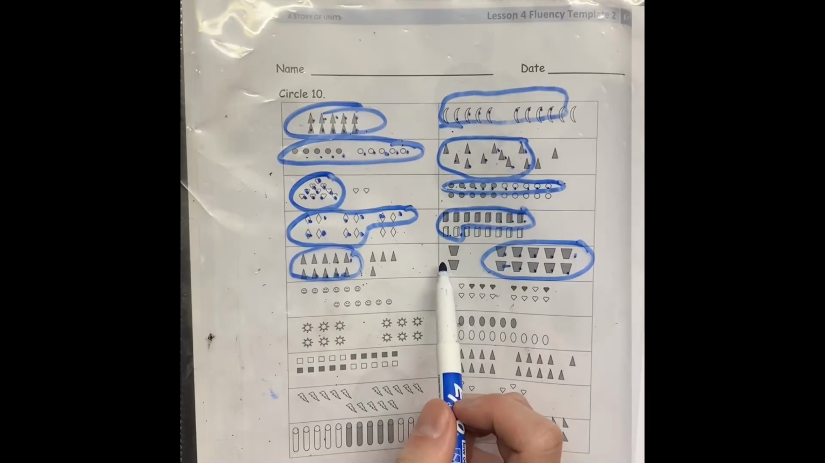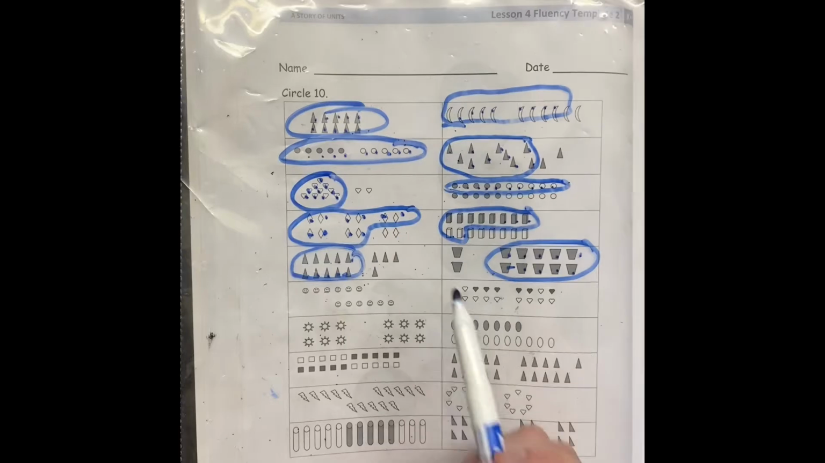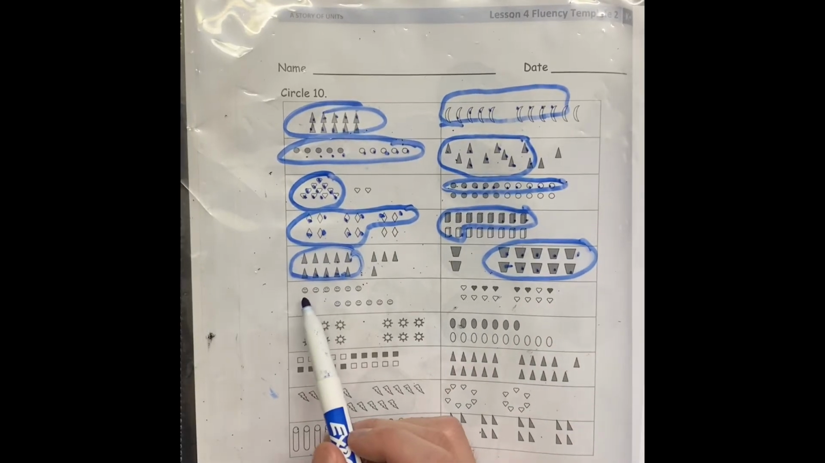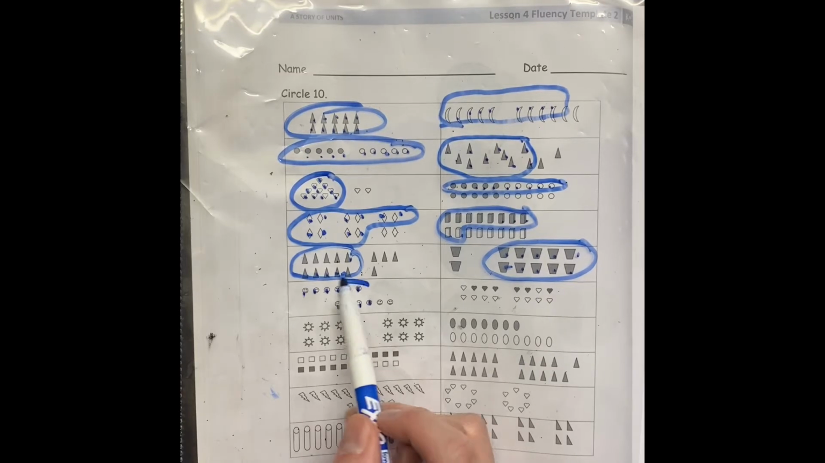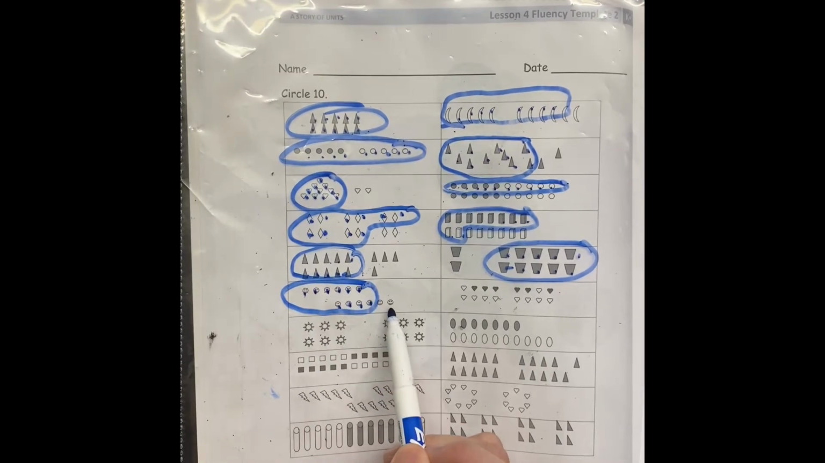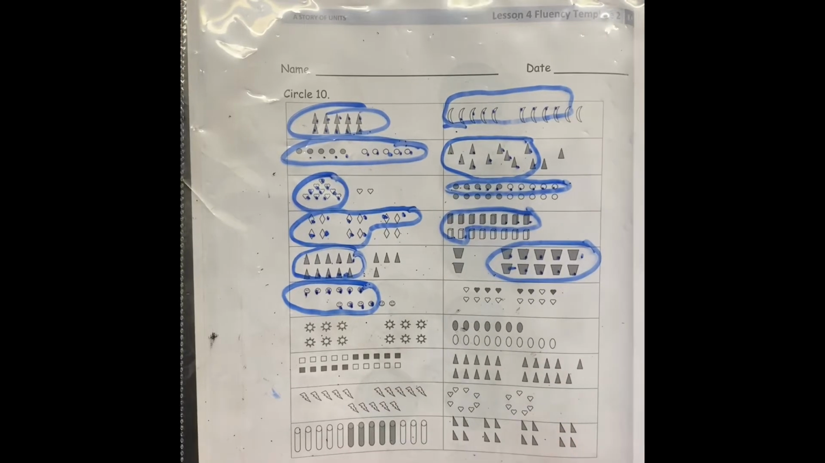And how many ones did I have on this side left? 2. All right, let's keep going. Some happy faces. 1, 2, 3, 4, 5, 6, 7, 8, 9, 10. How many did I have left over? 2. All right, count with me.